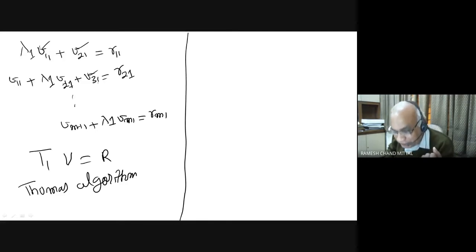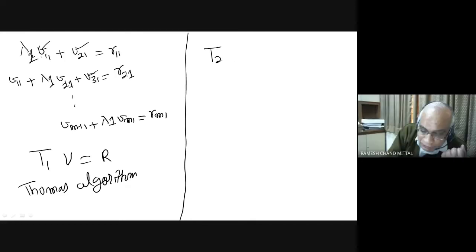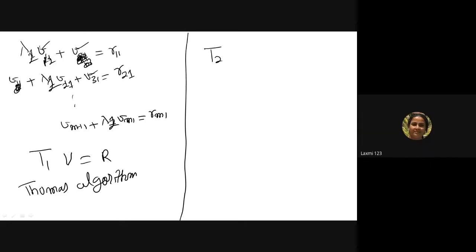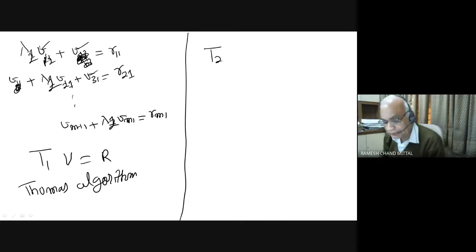Then when I take the second equation, I will get the T2 matrix. In the T2 matrix, my eigenvalue will be lambda 2. Please understand it that way. This will be lambda 2, with entries 2 1, 3 1, and so on, and 1 3 and so on. So you understand. So what is my T2?